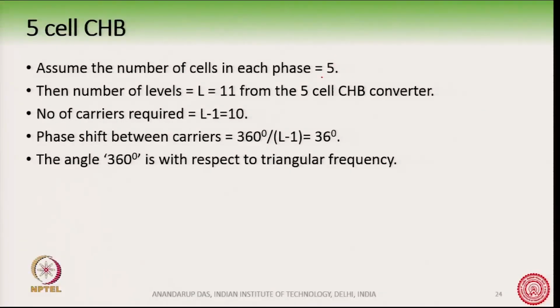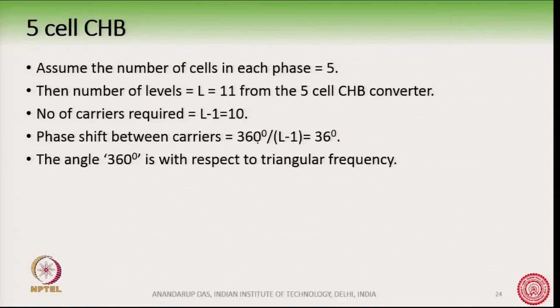So, let us assume that there are 5 cells in the CHB and we are applying phase shifted PWM. So, assume the number of cells in each phase is equal to 5 and then the total number of levels which is possible from this converter is 11, that is 2n plus 1, where n is the number of cells. So, for this case, as I had earlier told, all the cells will require their own carriers, okay, but each carrier is phase shifted from each other. So, how many carriers do we require here?